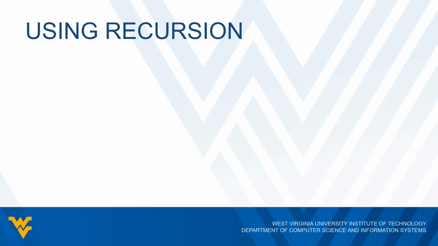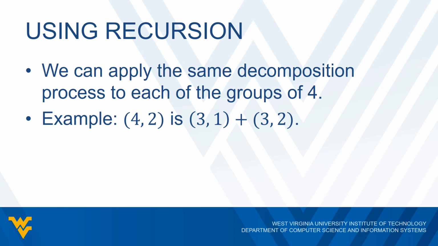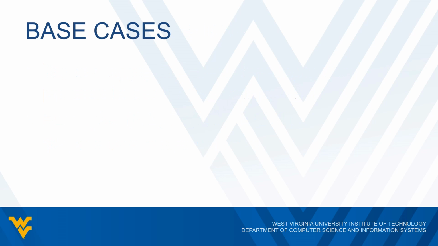What we find is we can actually apply the same decomposition process to deal with the groups of 4. So for example, if we want to find all the combinations of picking 2 people from a group of 4, well, the way we do that is we would find all the different ways of picking 1 person from a group of 3, and then we include all the different ways of picking 2 people from a group of 3. And we see that we can just use recursion for this. And we can keep decomposing this further and further until the number of groups becomes very trivial and the actual combinations of groups is trivial.